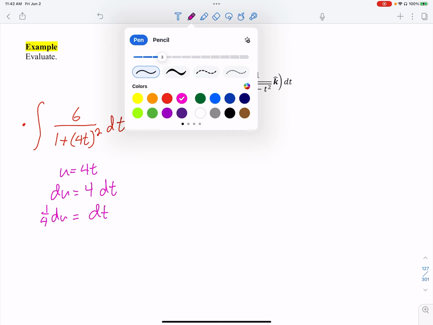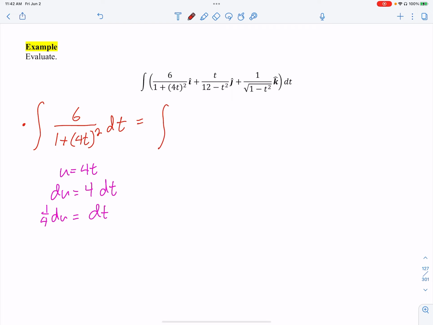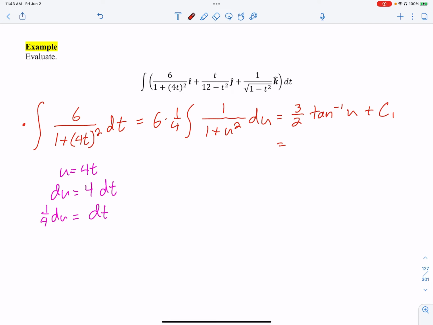All right, so we can go ahead and replace now. I got the integral of, and let's let all our constants actually come out. I got 6 times 1/4 integral of 1 over 1 plus u squared du. So this is equal to 3 over 2 and then the integral of 1 over 1 plus u squared, that's the inverse tan, plus c1. And then I got 3 over 2 arctangent, and then we replace the u with 4t. So there is the answer to the first component.